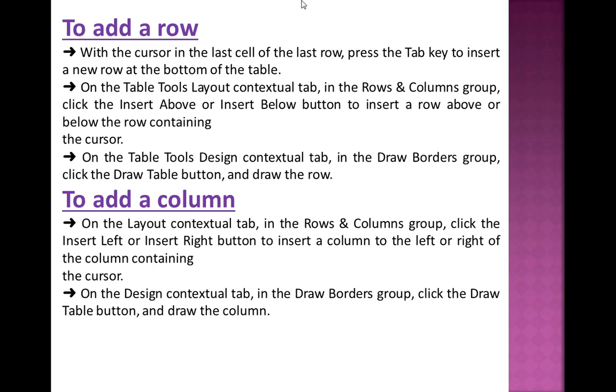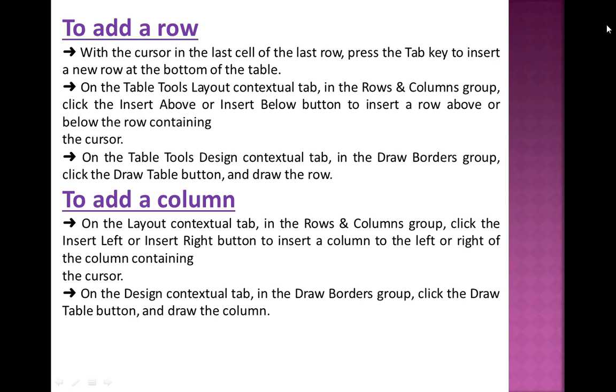Or on the Table Tools Design contextual tab in the Draw Borders group, click the Draw Table button and then drag the row. Means either you can put the cursor and use the tab key, or you can go to the Table Tools Layout tab and then click on the Rows and Columns. Either you can insert the rows above or you can insert the rows below.